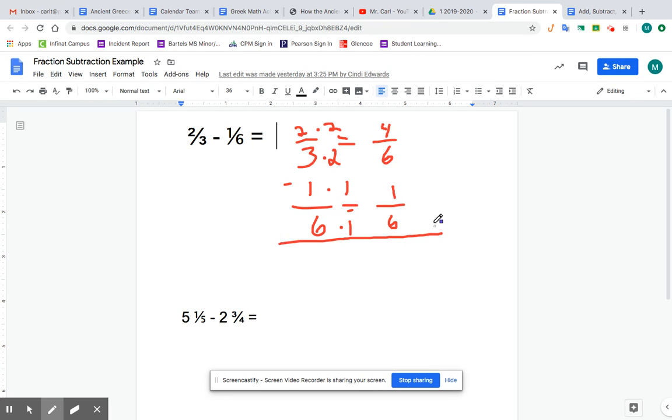Now, subtracting. 4 subtract 1 is 3. And then 6 is my denominator. Always need to make sure that I check to see if I can reduce, and in this case I can. So I would divide by 3, which gives me 1/2, and that would be my final answer.